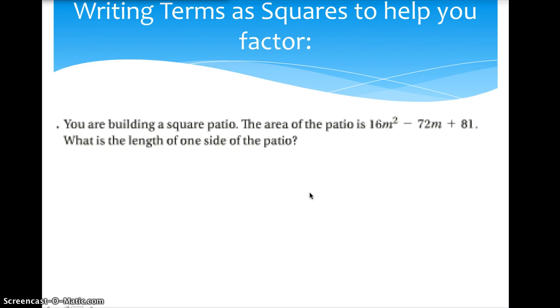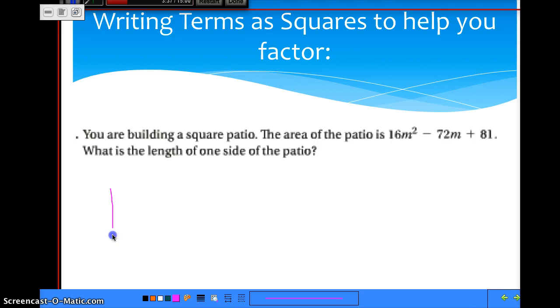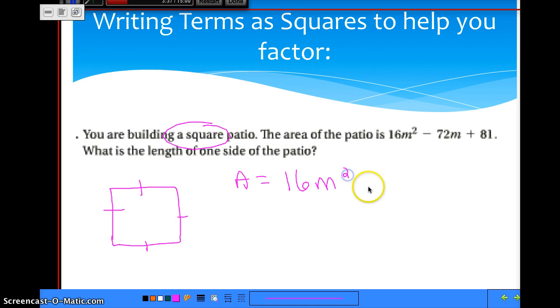Writing terms as squares to help you factor. You're building a square patio. So let's draw a picture. Anytime they give you a word problem that's talking about some shapes, draw the shape. The area of the patio, and don't forget, if it's a square, which is what they told us, that indicates all sides are equal, is equal to 16m squared minus 72m plus 81.